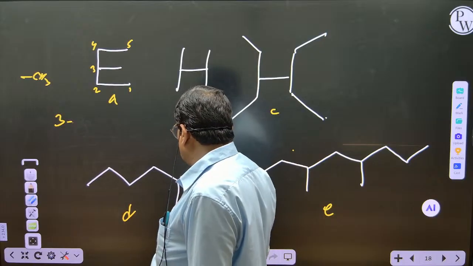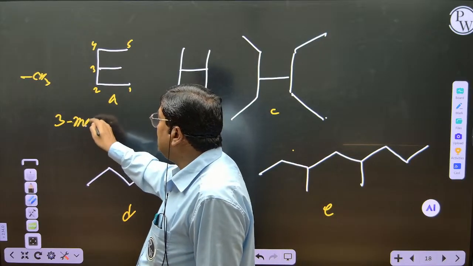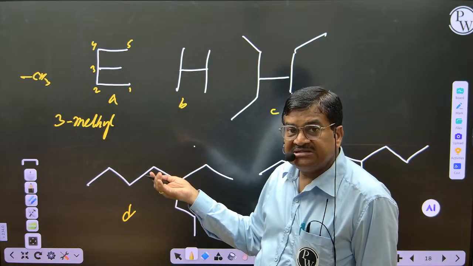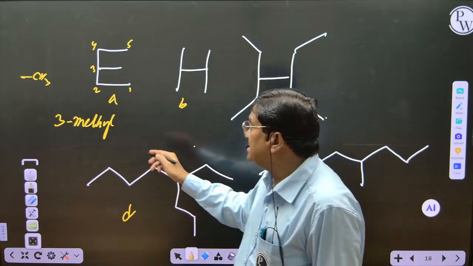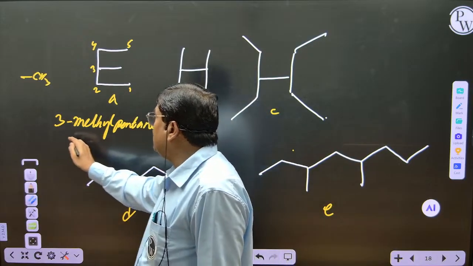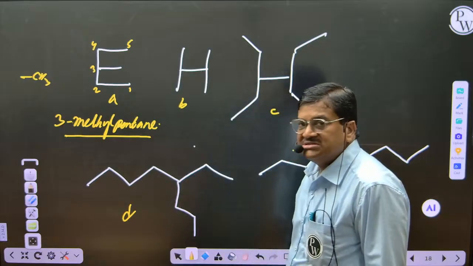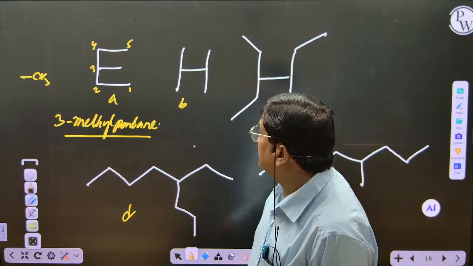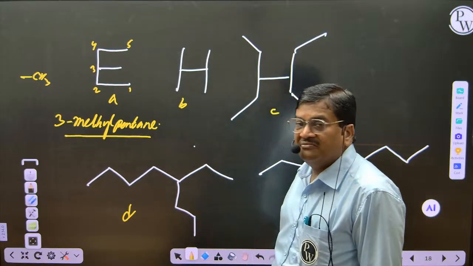3-methyl. Tell me what you call it. What is the word root, students? Pent. Word root followed by suffix. Is it saturated or unsaturated? If it is saturated, what do we write? Ane. 3-methylpentane. Same answer you got. Check your answer with this. Simple. Now find the right name for B.